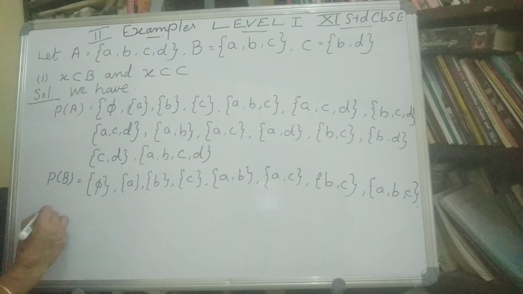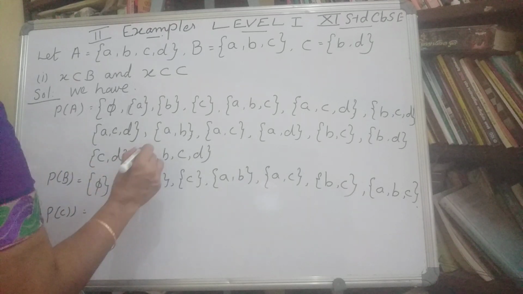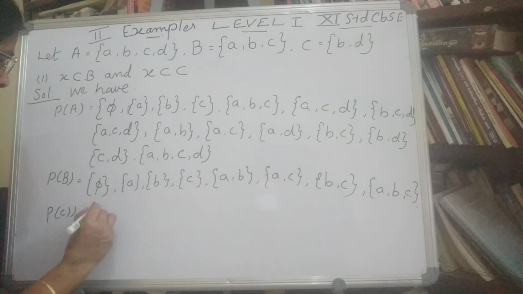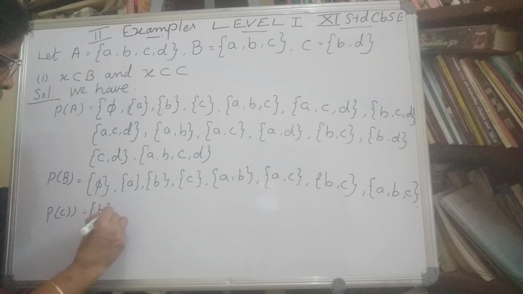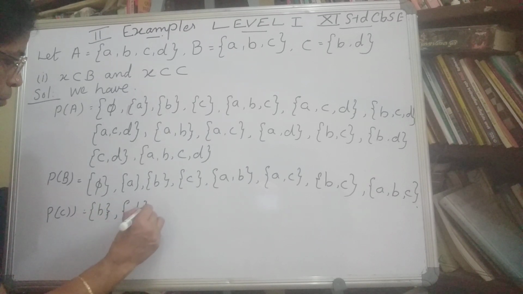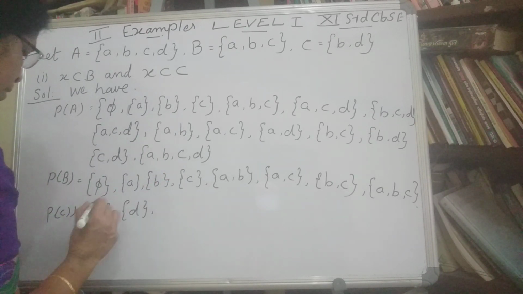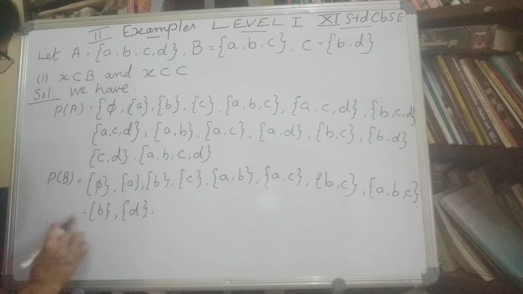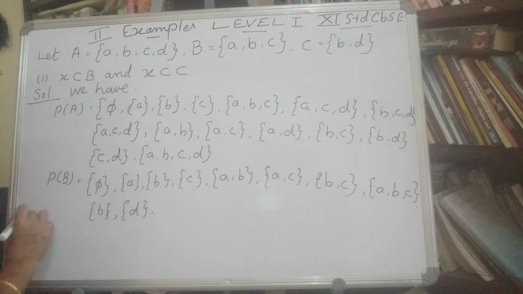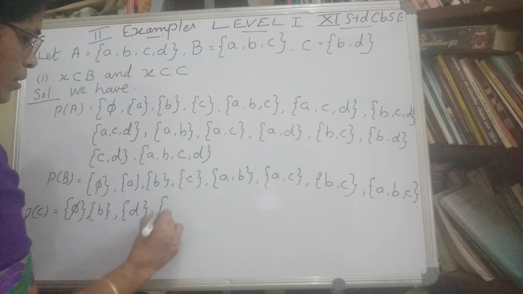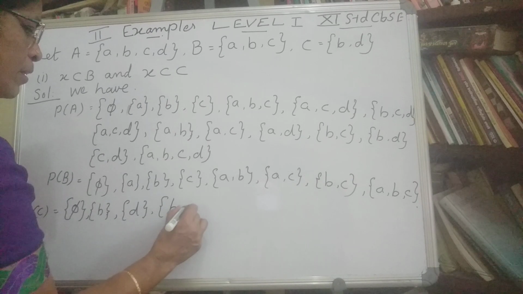Then the third one is P of C. Its answer is B, D. So set of B, set of D, first the null set. P of C is null set. The next one is B, D.